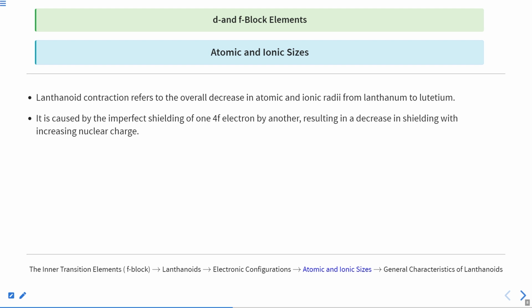And why is it so? It is because of the imperfect shielding of the 4f electrons. Clear? So this imperfect shielding decreases the shielding. A decrease in shielding results in increasing nuclear charge. Okay.